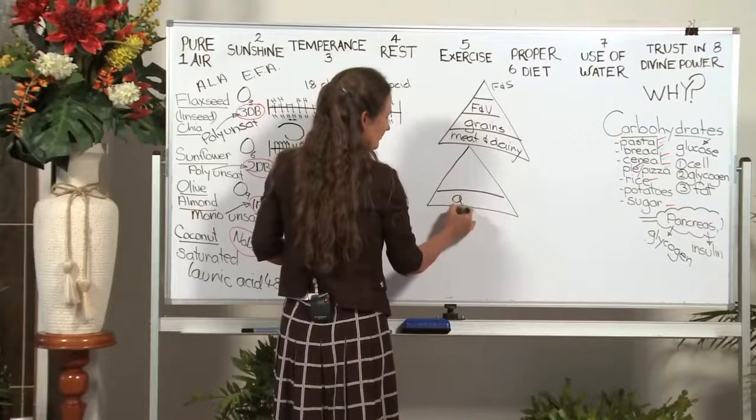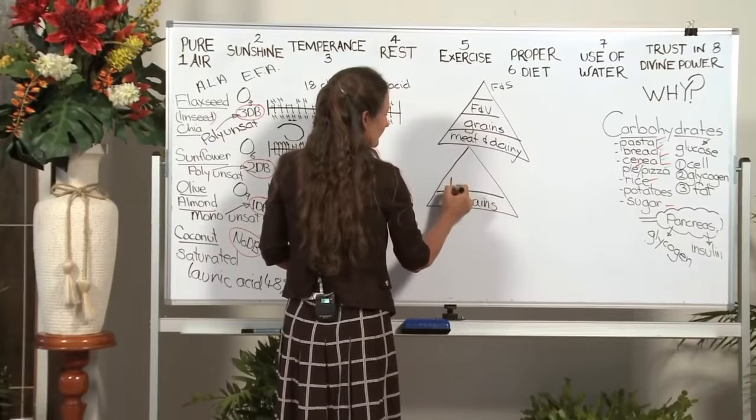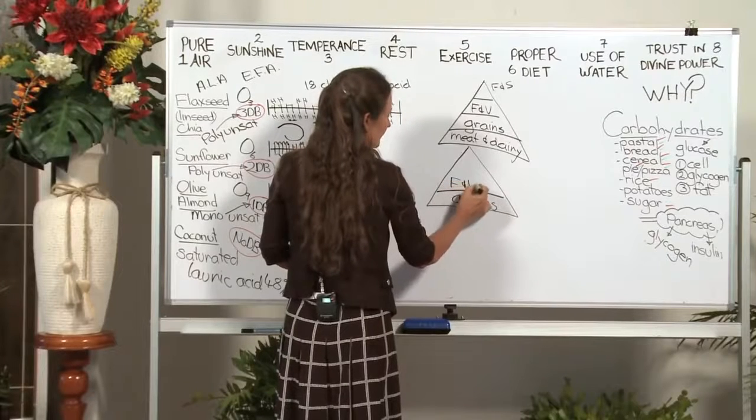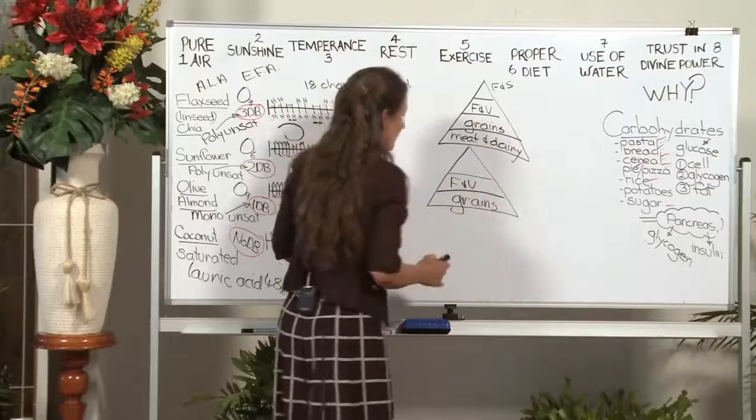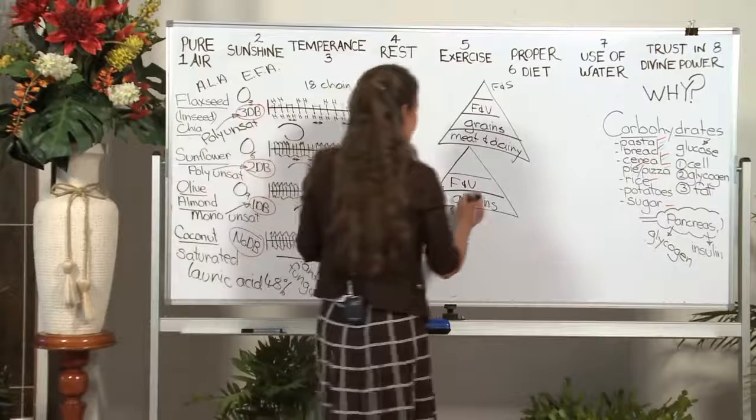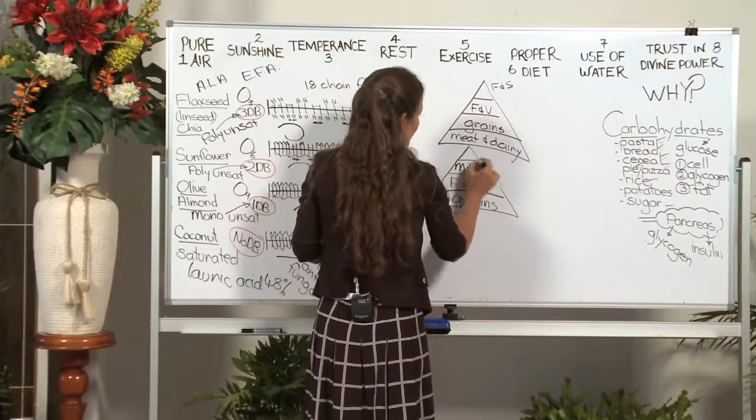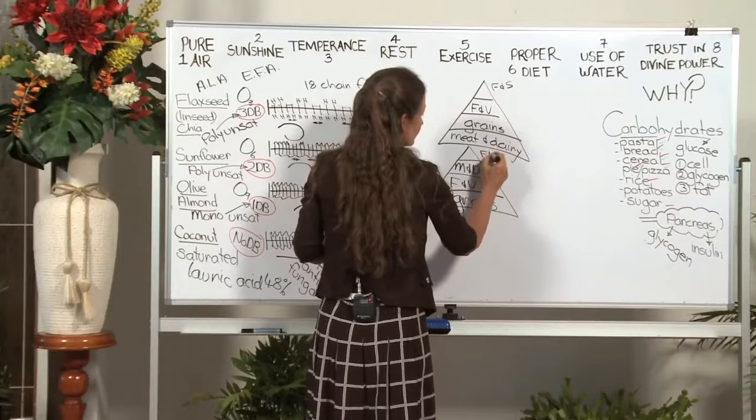On the bottom, they put grains. Next, they put fruit and veg. There's a lot of research that's been around for a while showing the value of all the minerals that are found in the fruits and vegetables. And then the meat and dairy. And then right up the top, the fats and sugars.